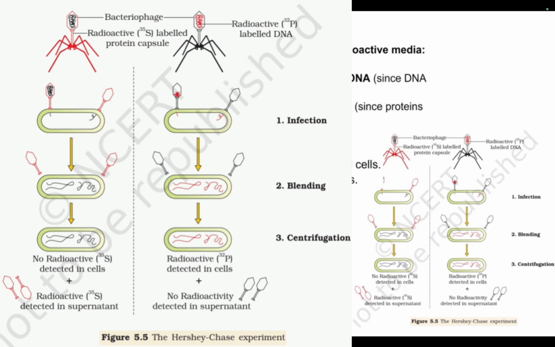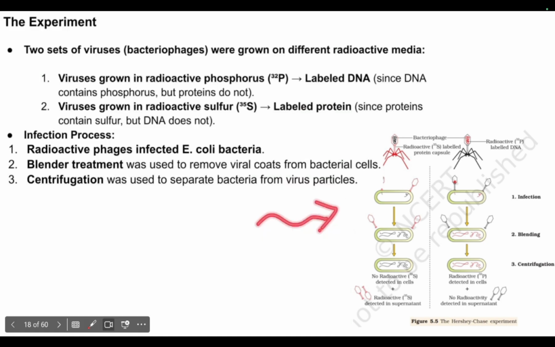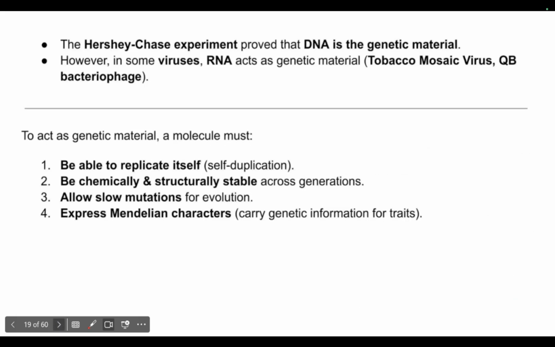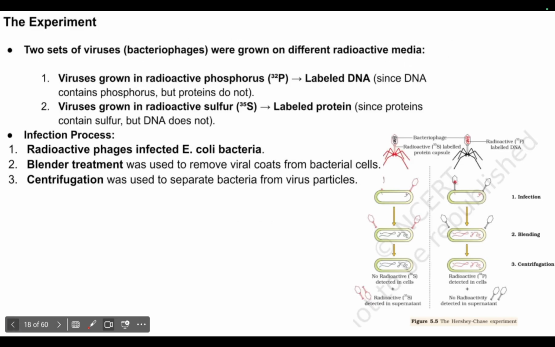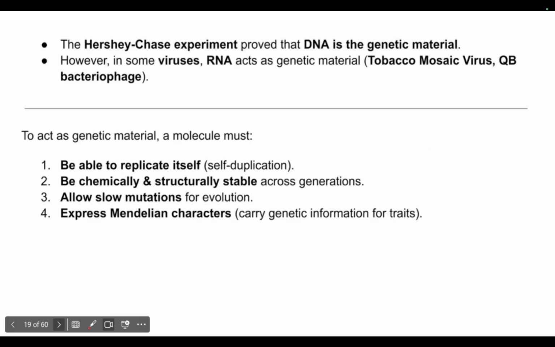Now, here if we see the result of this experiment, when the protein was radio-labeled, in that case the E. coli was non-radioactive whereas the supernatant was radioactive. Whereas when the DNA got radio-labeled, then the E. coli is radioactive and the supernatant is non-radioactive. So this gives us an idea that the protein is not entering inside the cell, whereas DNA is entering inside the cell. And hence we conclude that DNA is the genetic material.